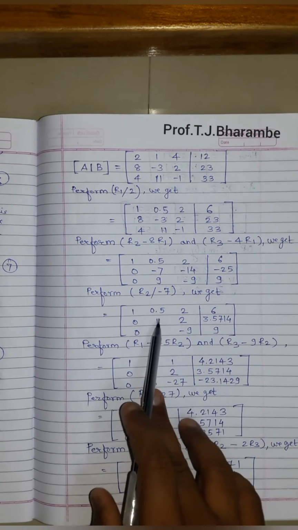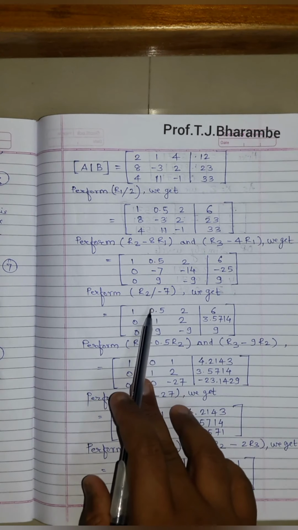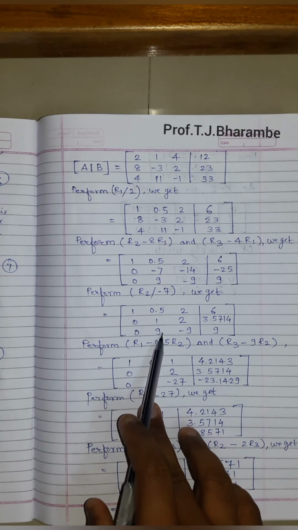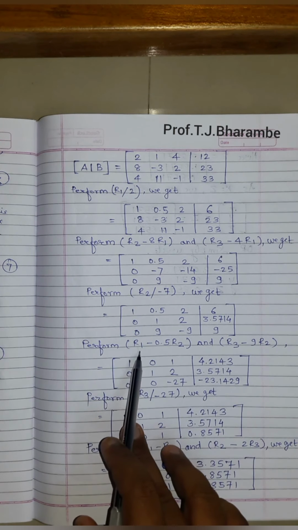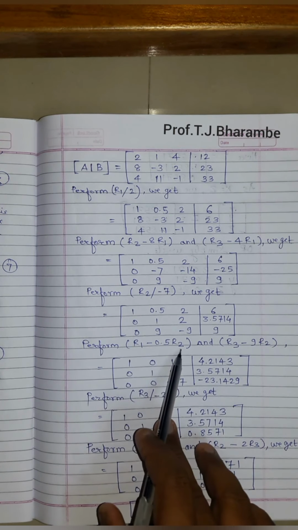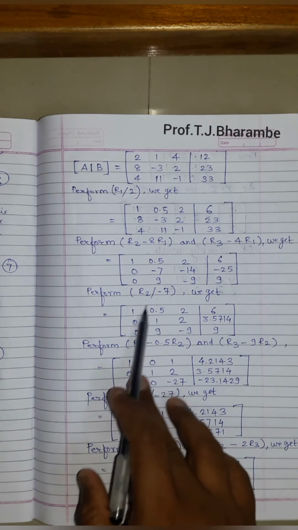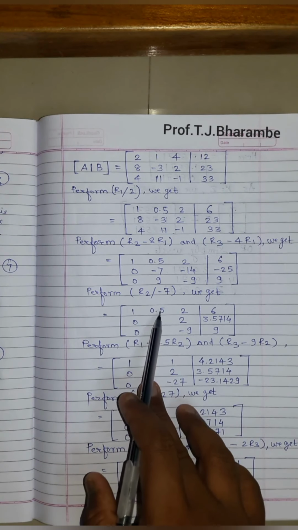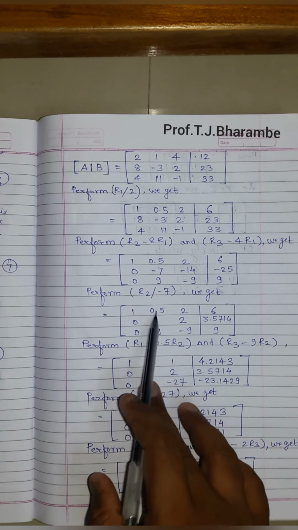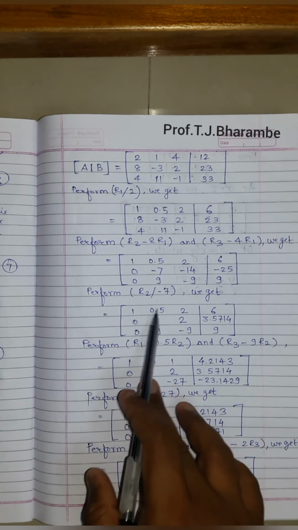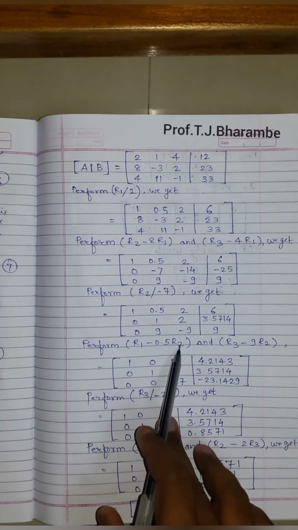So see here, now with the help of this one, we have to make this 0.5 and 9 as 0. So we will perform here R1 minus 0.5 R2. See here, we have to make this 0. So it will become 0 when this same term will be subtracted from this term. So R1 minus 0.5 R2.